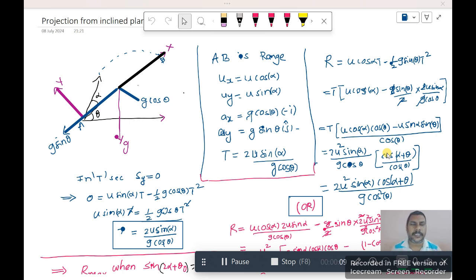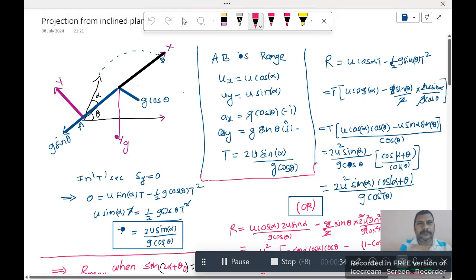So here are two types of problems you have to deal with in this inclined plane. One is projection to the top of the inclined plane and from the top of the inclined plane. Means from bottom, from top. So here the first type is the projection from the bottom of the inclined plane.